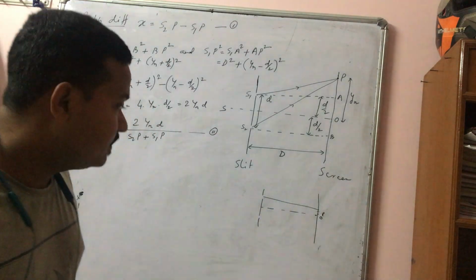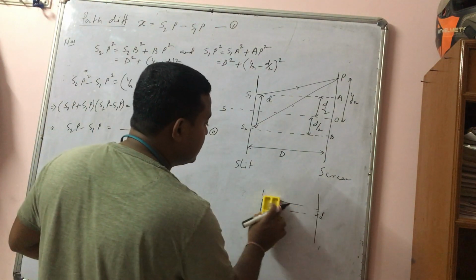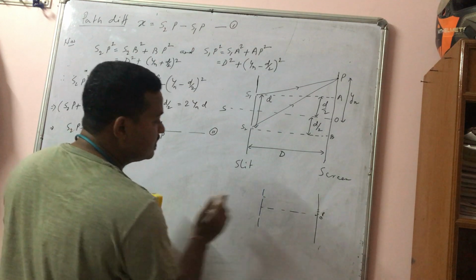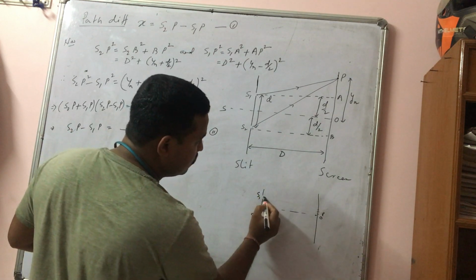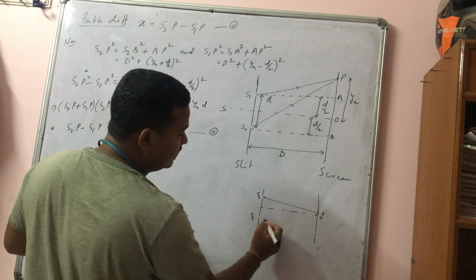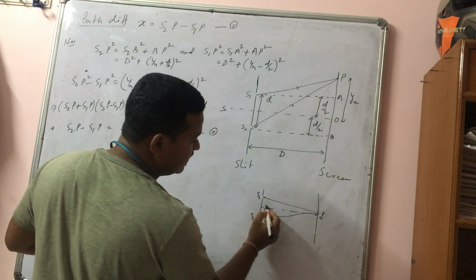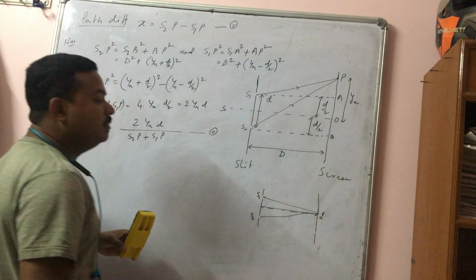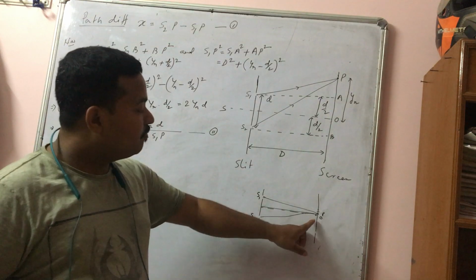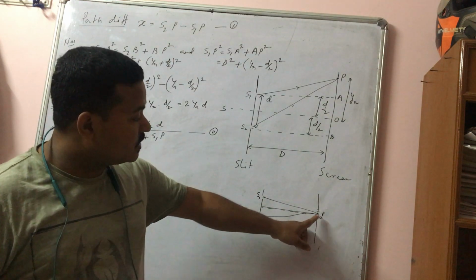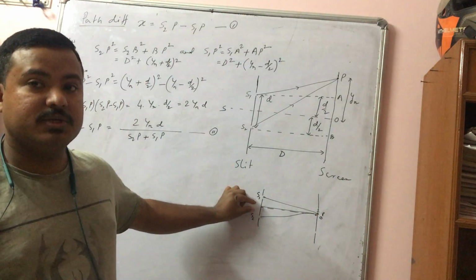In that case, this will be S1P, this will be S2P, and this is nothing but D. So the point is, if the point P is very close to the center, as well as the two slits being very close, then what happens?